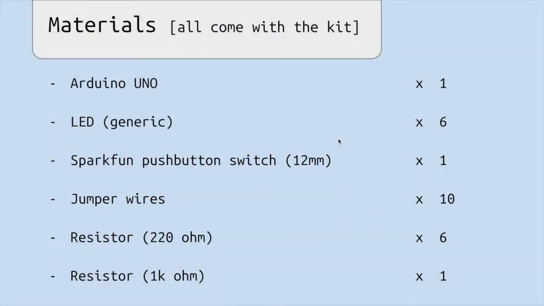So, what exactly do you need to make this? Well, here are the materials. Quick note, all of these come with a kit that we recommend. Link in the description. We will need one Arduino Uno, 6 generic LEDs, they can be any color, one push button switch, 12mm, 10 jumper wires, 6 220 ohm resistors, and one 1000 ohm resistor.